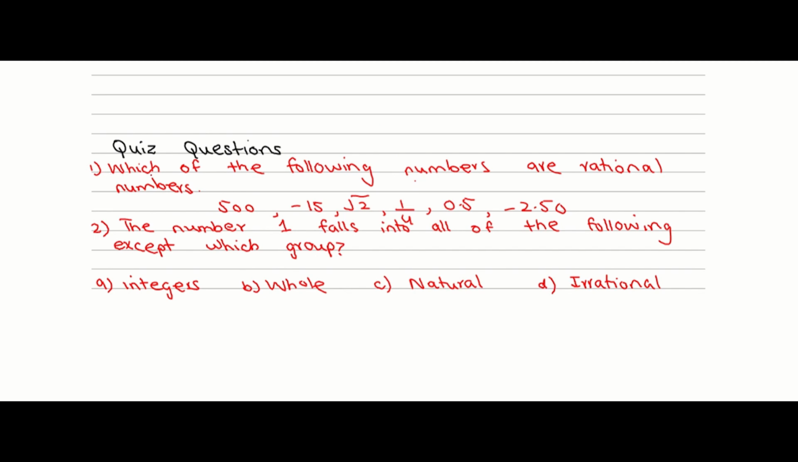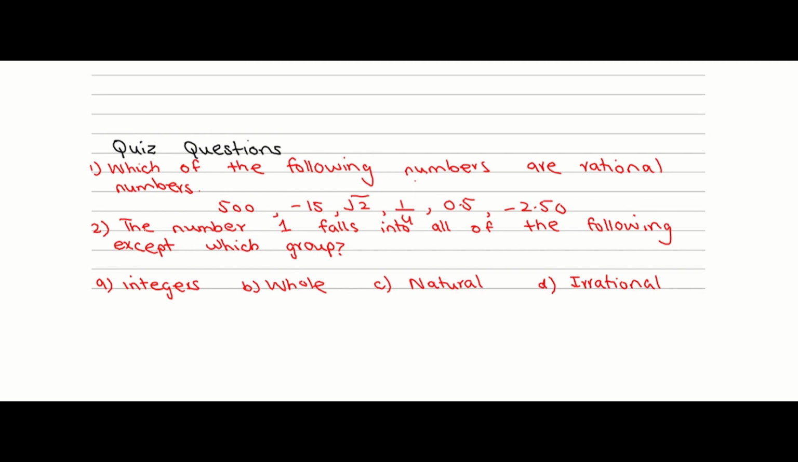So question one is, which of the following numbers are rational numbers? The numbers we are given are 500, negative 15, square root of 2, 1 over 4, 0.5, negative 2.50.